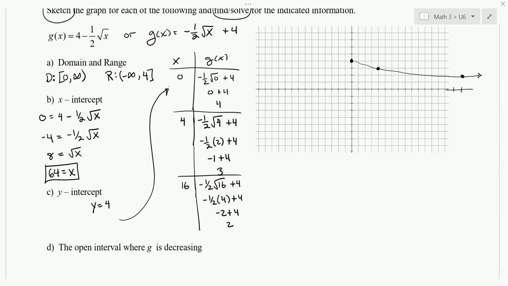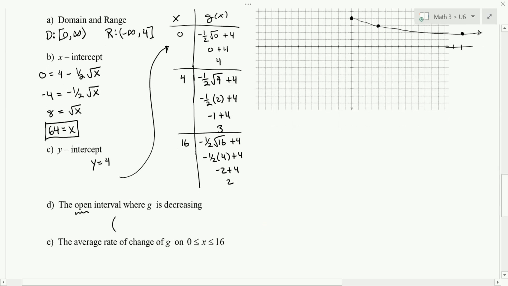So the open interval where g is decreasing, well, this thing is decreasing everywhere over its domain. And because it says open, we only use parentheses. So from 0 to infinity. So I'm copying the domain using parentheses only.